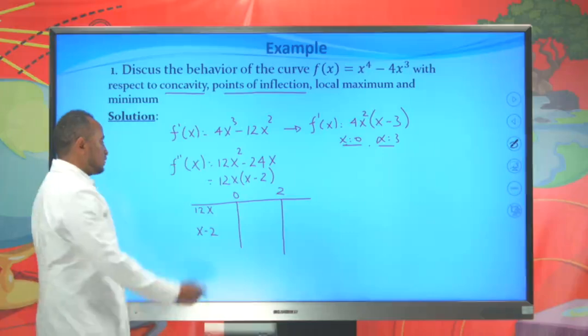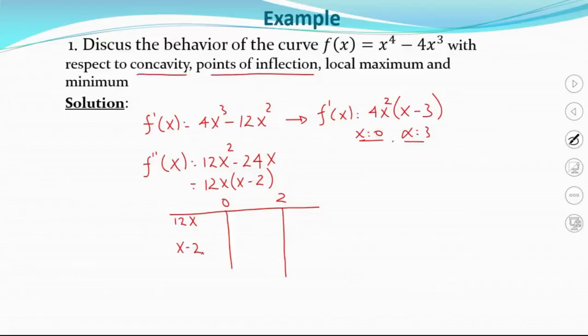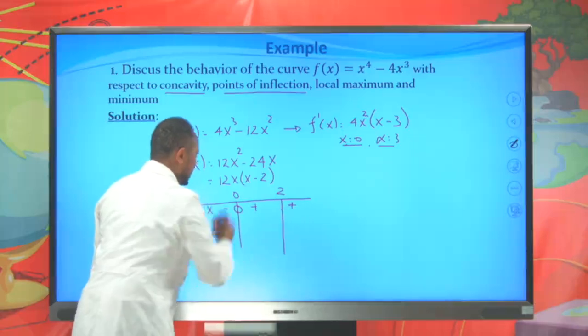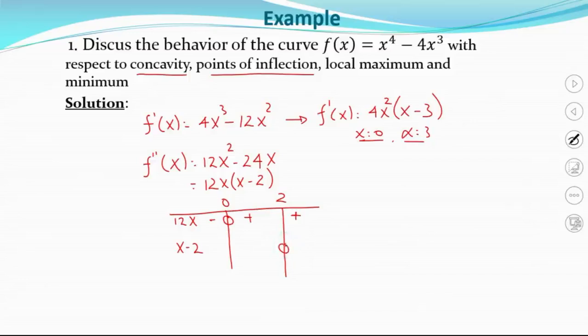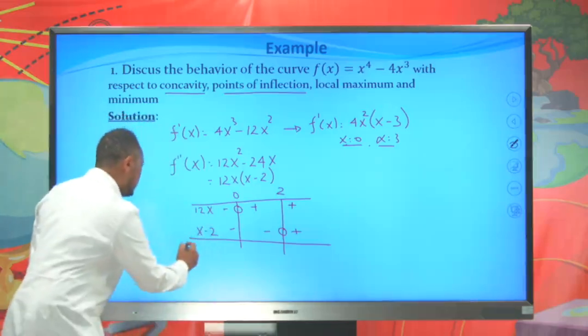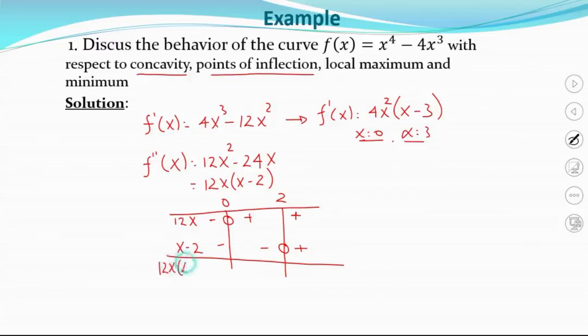So the sign of 12x for x less than 0 is negative. It will be 0 at x equals 0. For the other part, it will be positive. And x minus 2 is 0 for x equals 2, positive for this part and negative for this part. Now let's see the sign of the product 12x times x minus 2.